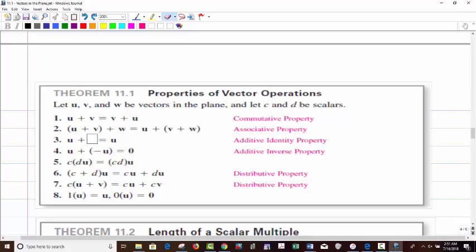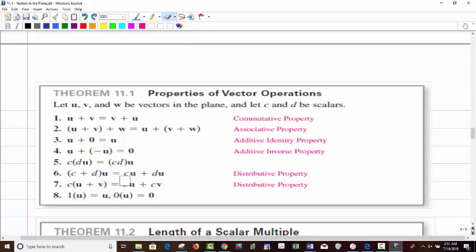u plus the 0 vector. That 0 is a vector. It's bold. It's hard to tell. It'd be better if it had the arrow above it, but it's boldface. u plus the number 0 is meaningless, but u plus the 0 vector will give you the u vector. Same thing here. u minus u is the 0 vector, not the number 0.